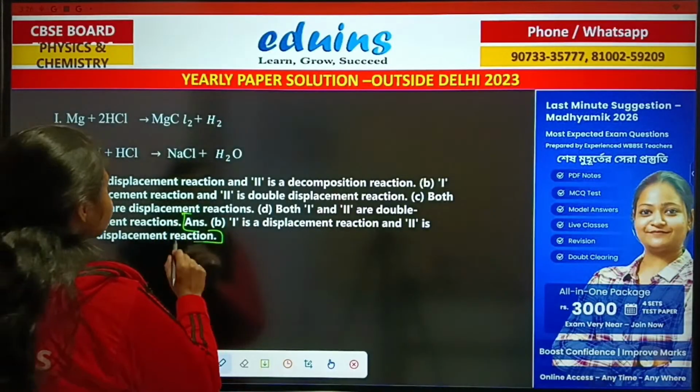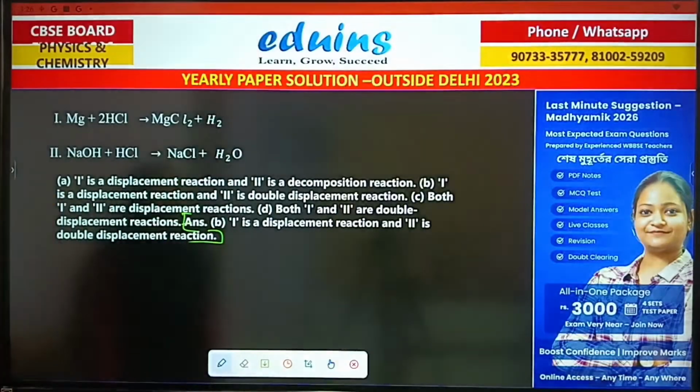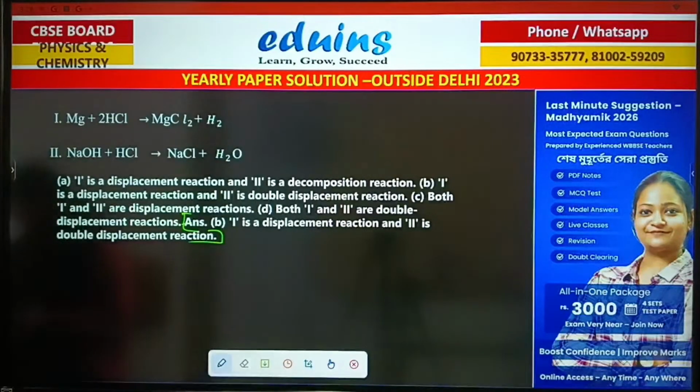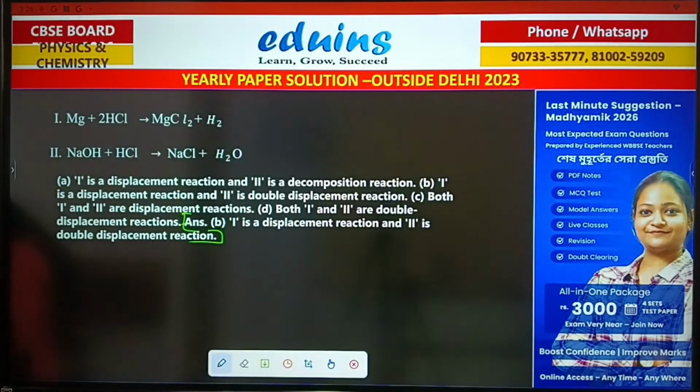I gave you the answer already. Okay, so B: 1 is displacement and 2 is the double displacement reaction. Do you know why 1 is displacement and 2 is double displacement? Anyone? From the comment section? So I think I have to solve this.